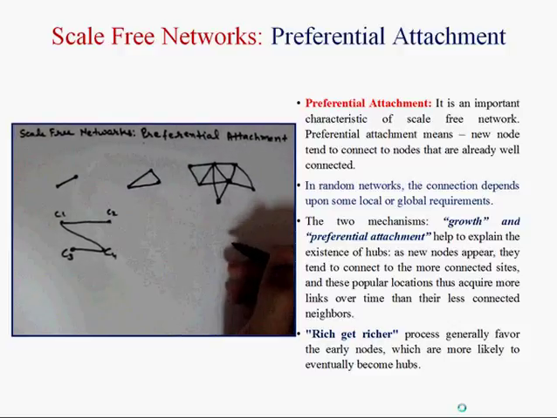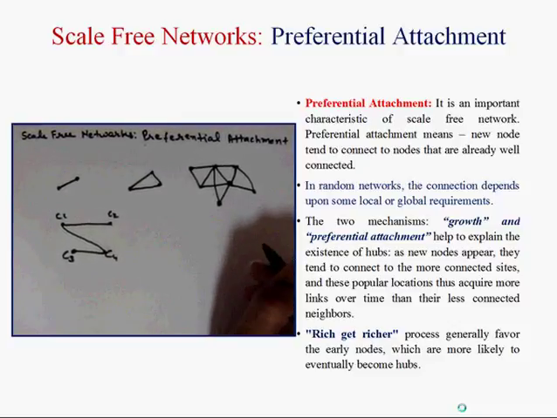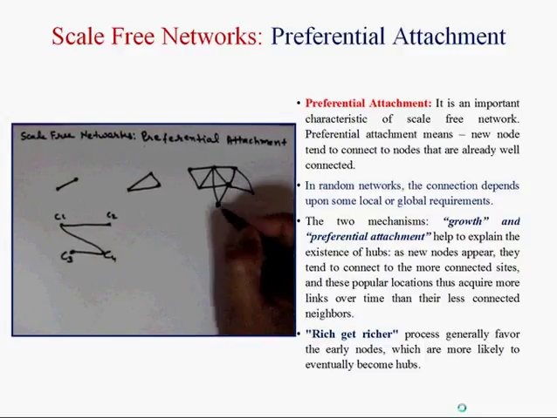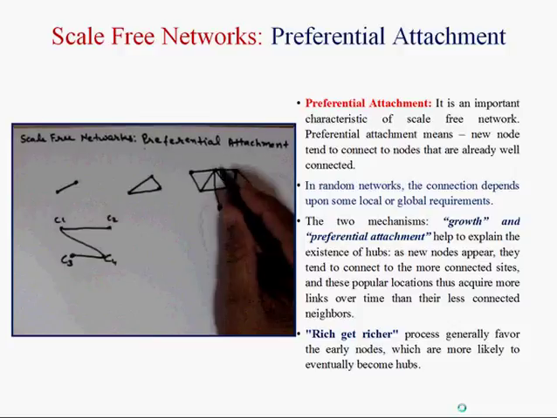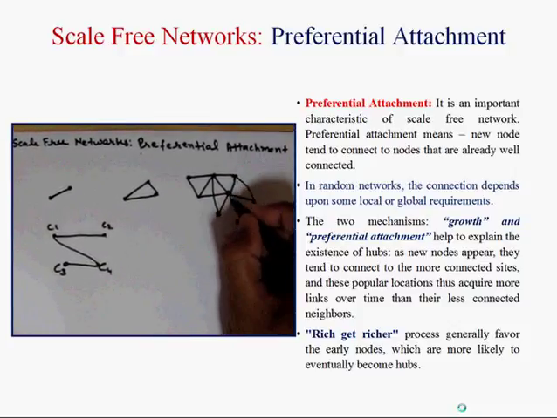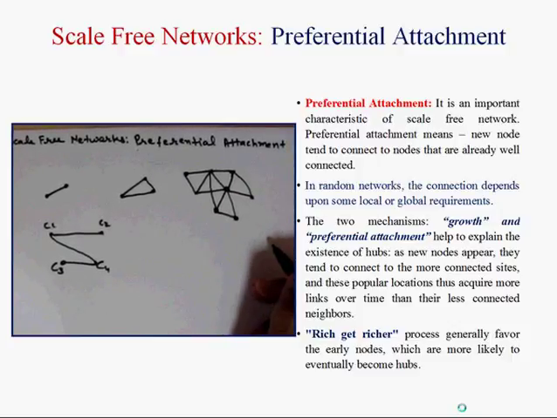The two mechanisms, growth and preferential attachment, help to explain the existence of hubs. As new nodes appear, they tend to connect to the more connected site. As we have seen in this example, every new node searches the highly connected node for new connections, for new links. Thus, it favors the concept like rich get richer.